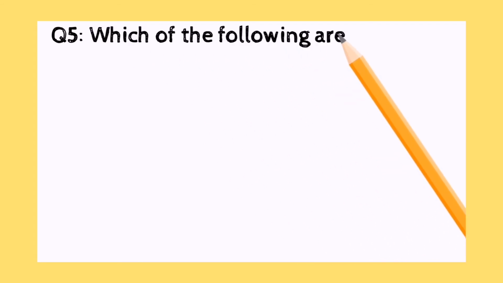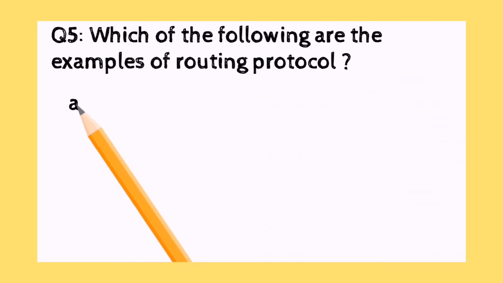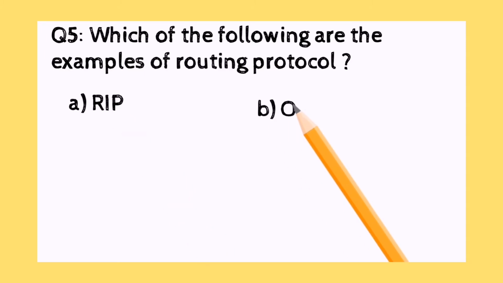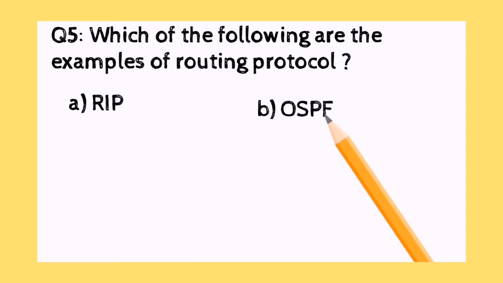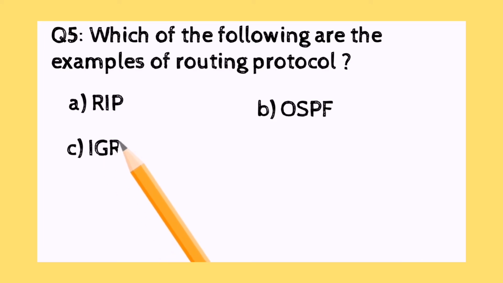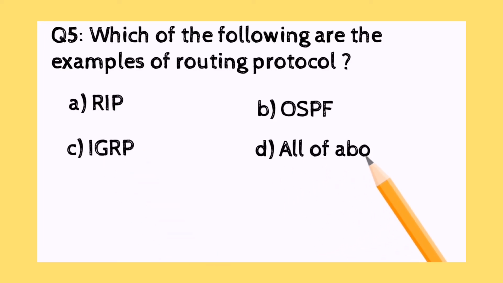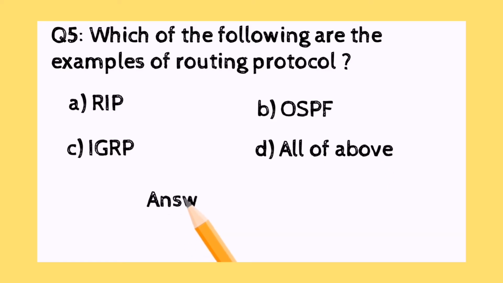Question number 5. Which of the following are examples of routing protocols? A. RIP. B. OSPF. C. IGRP. And D. All of the above. So the correct answer is all of the above, option D.